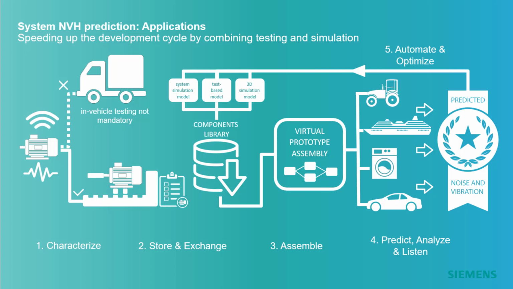What is virtual prototype assembly, or we say VPA, it's the acronym we use for short. Well, it's a process that allows engineers to predict system, or in the case with this slide, with this example, vehicle level NVH performance from component level data.